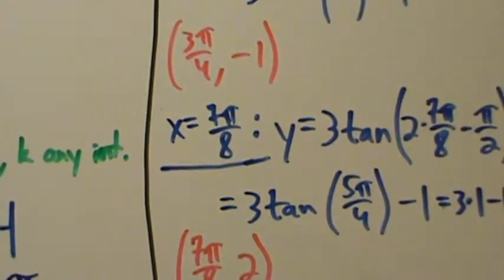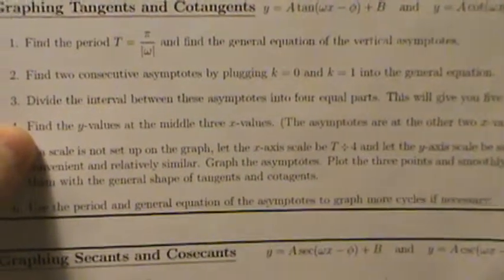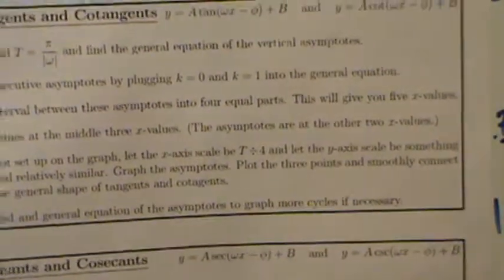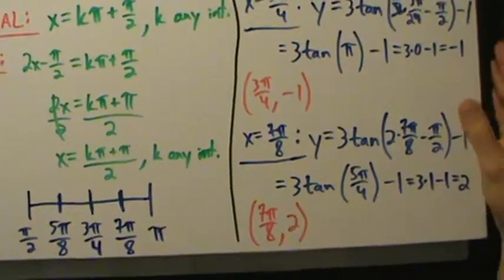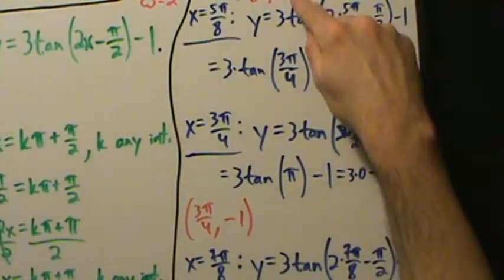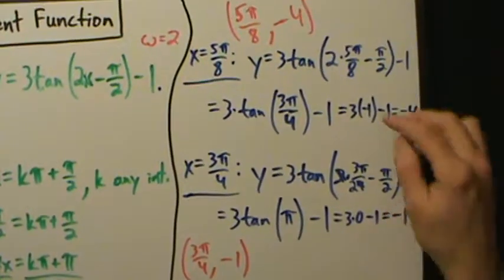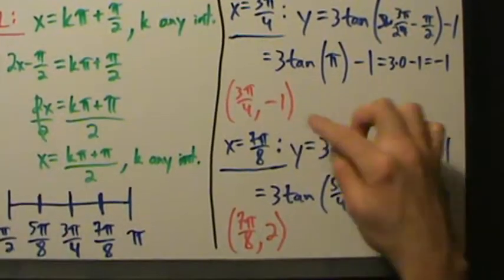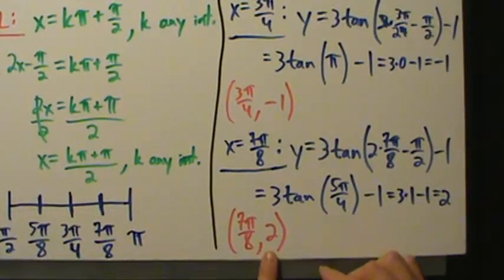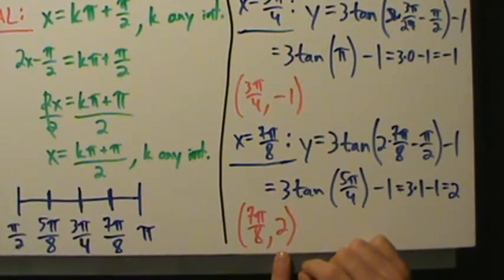That's nice. Now let's go back to our steps here. Step 4, find the y values at the middle 3 x values, because the asymptotes are at the other 2 x values, so that's it for step 4. Now I want to point out a little shortcut here. When we found the first 2 points, the y-coordinate here was negative 4, and the y-coordinate here was negative 1. If I take negative 4 and add positive 3 to it, I get negative 1. If I take negative 1 and add positive 3 to it, I get positive 2. You can use that as a shortcut to check yourself to see what point this is.